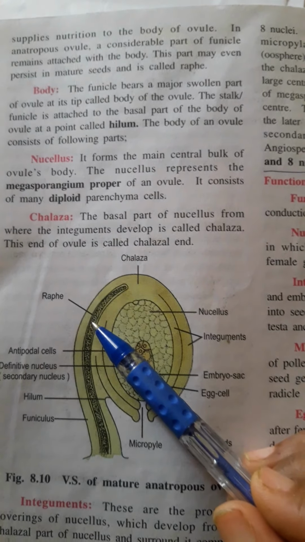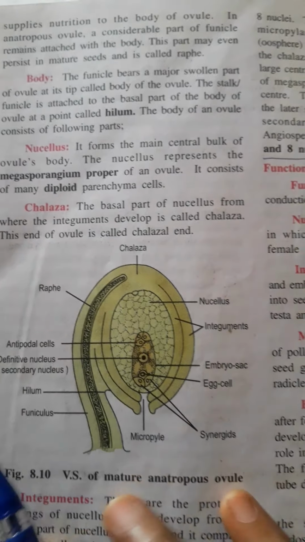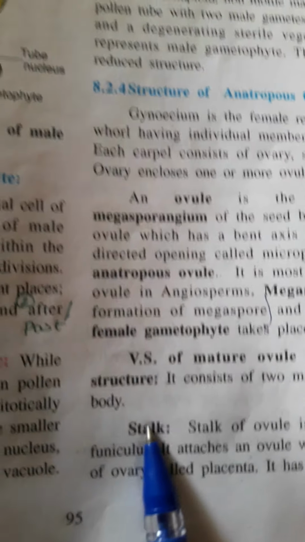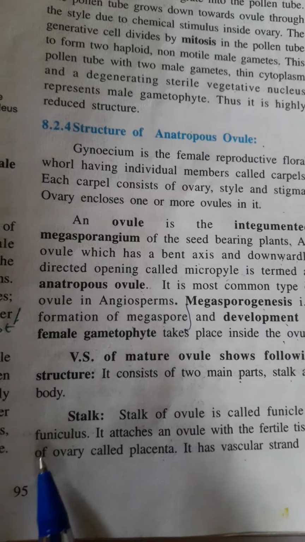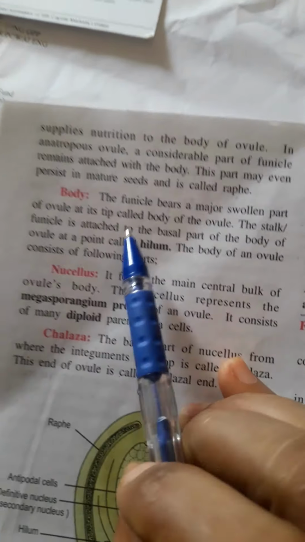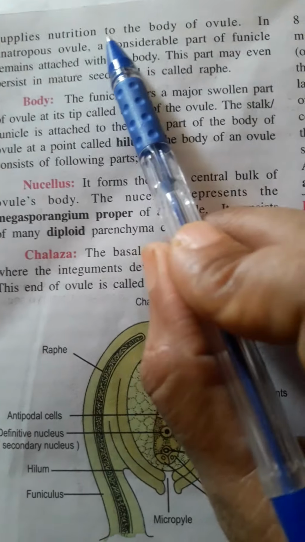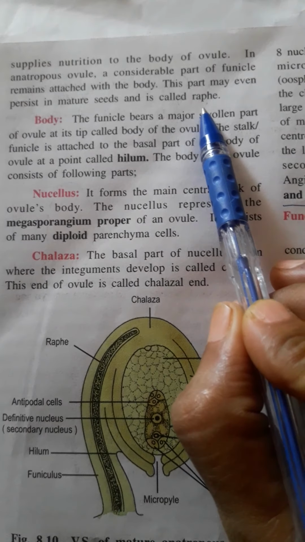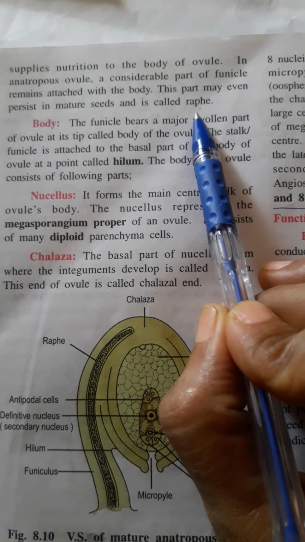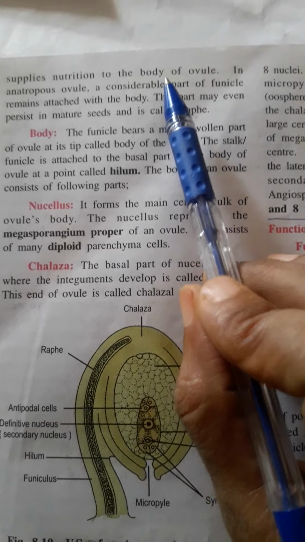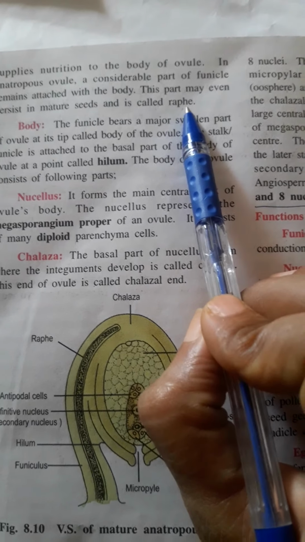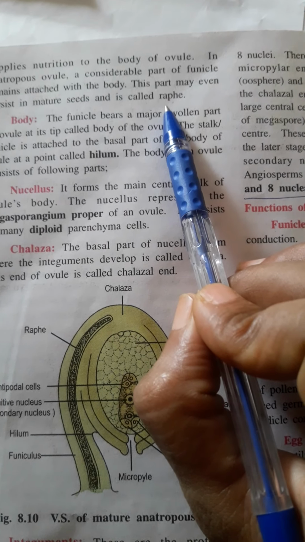So, the first point of Anatropous ovule is stalk. Now, what is stalk? It is also called as funicle or funiculus. Function of stalk: it supplies nutrition to the body of ovule. What is raphe? A part of funicle which remains attached with the body. This part is also present in the mature seed and this is called as raphe.